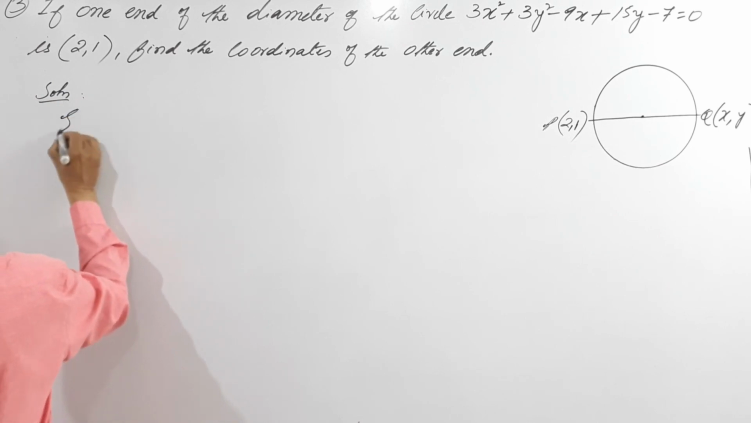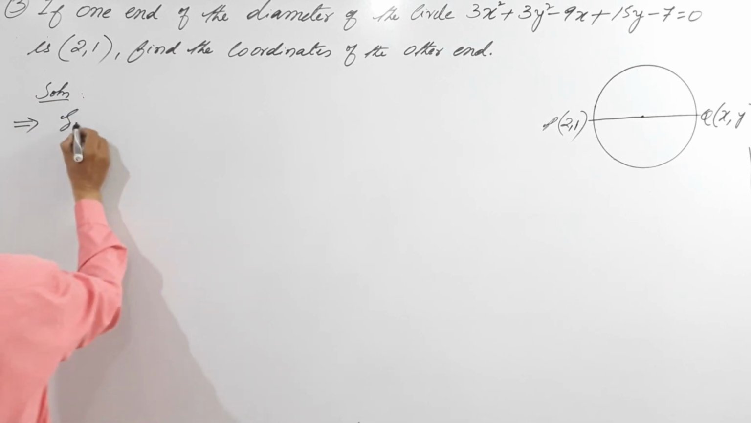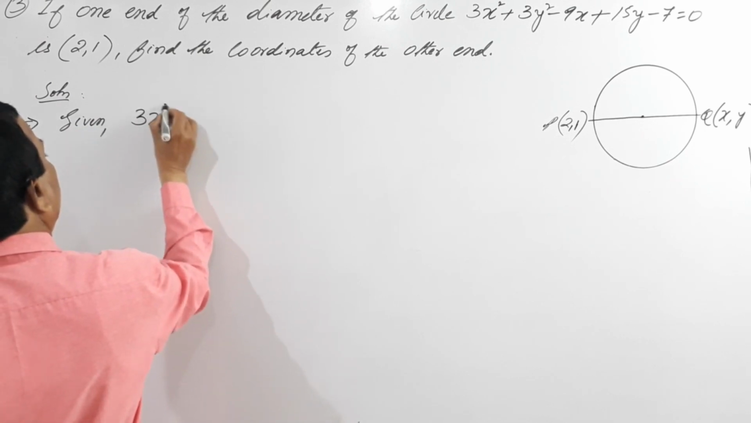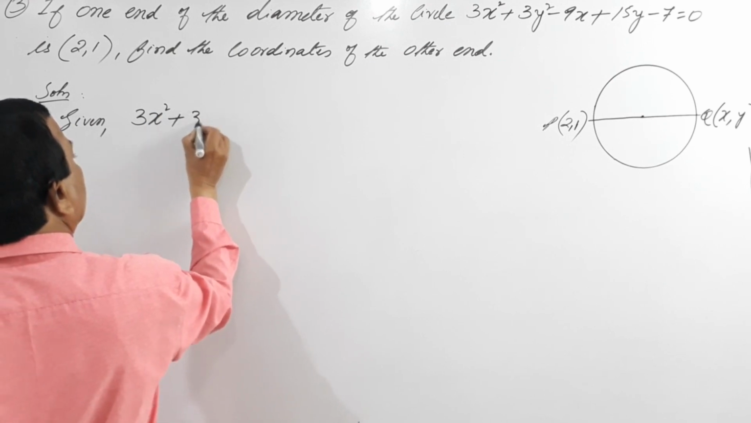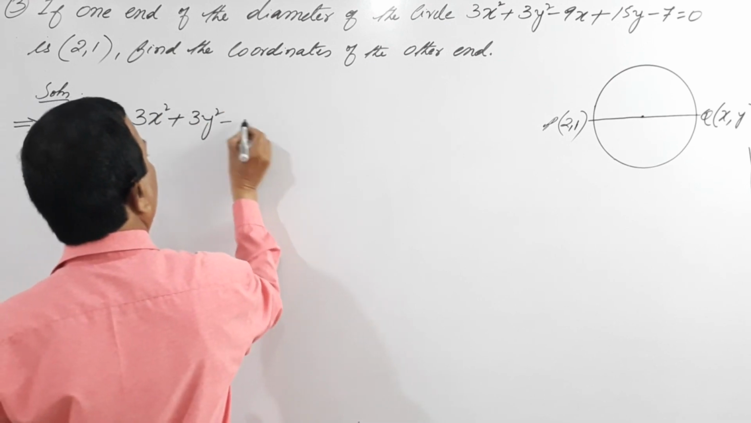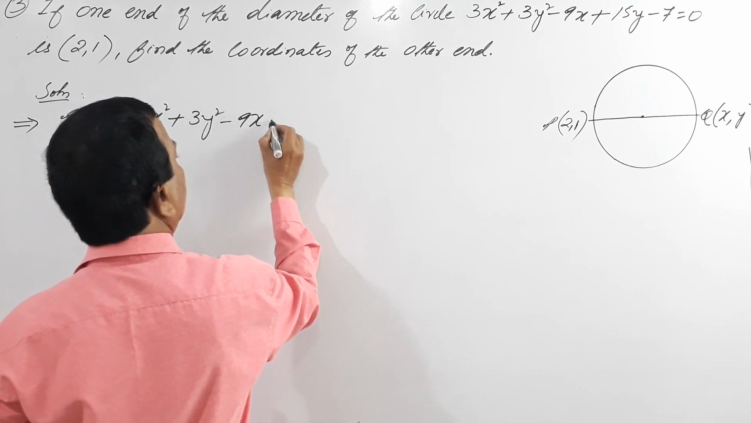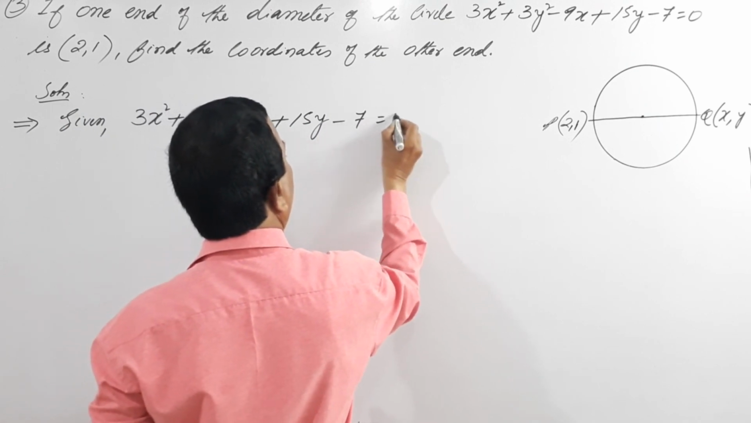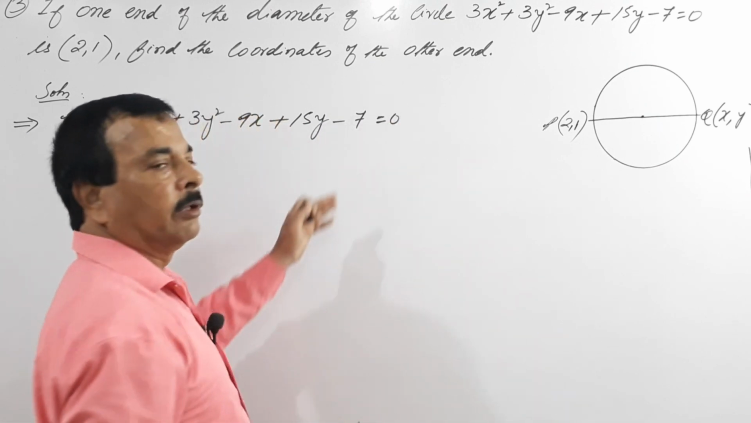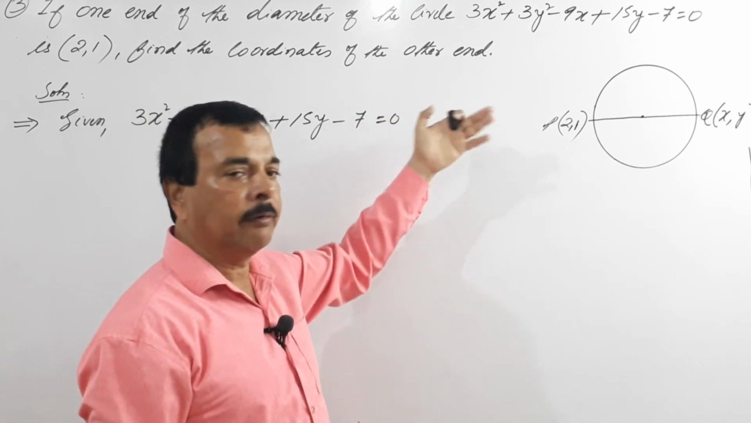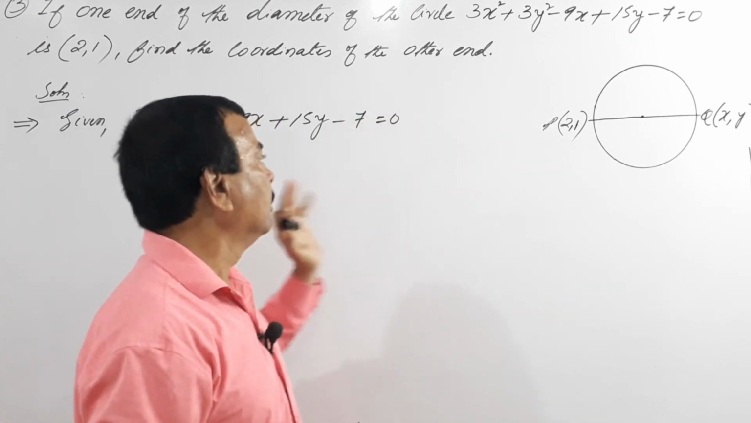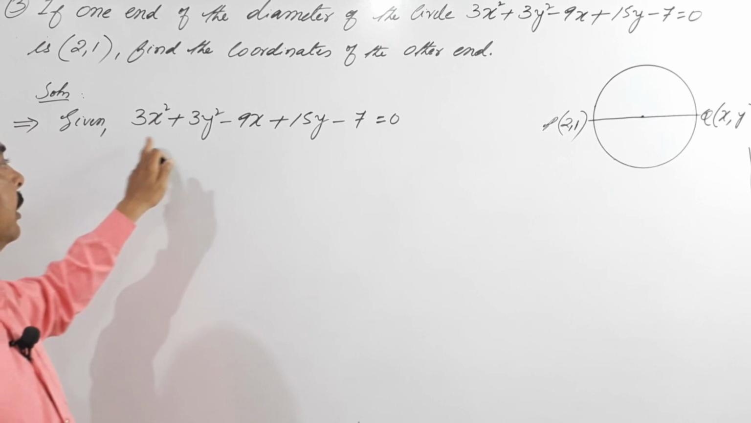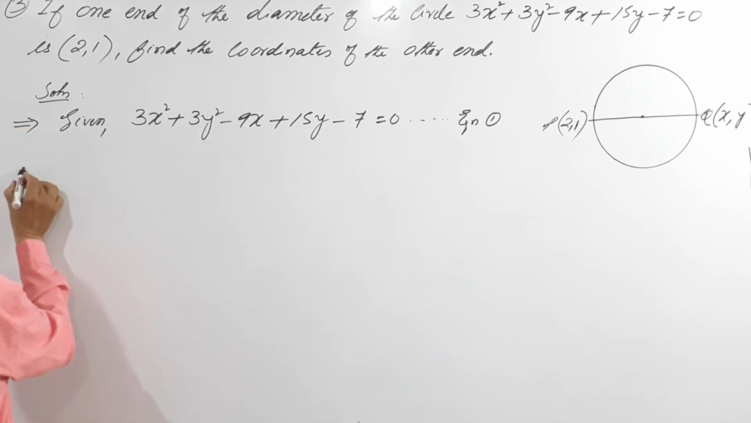So what is the equation? Solution. Given: 3x square plus 3y square minus 9x plus 15y minus 7 equals 0. So we have to write the general equation and compare it, but anyway with the 2 problems you have understood it. So what will we do? First thing, I will remove this 3. How? As in the first problem I told you, divide throughout by 3.